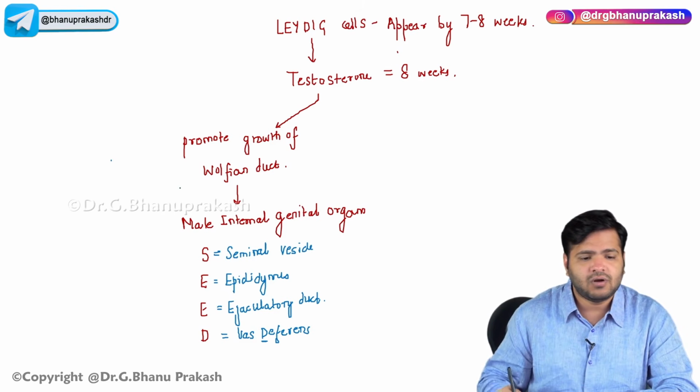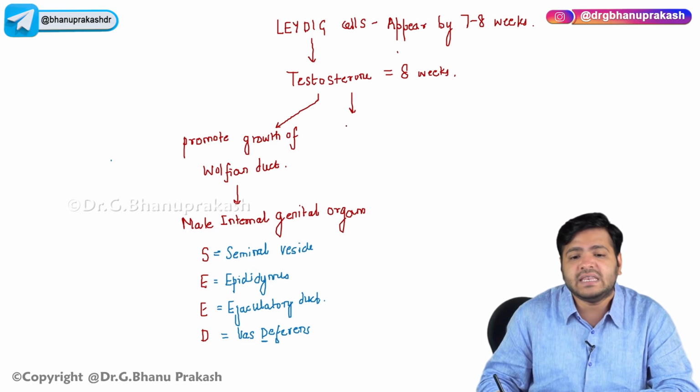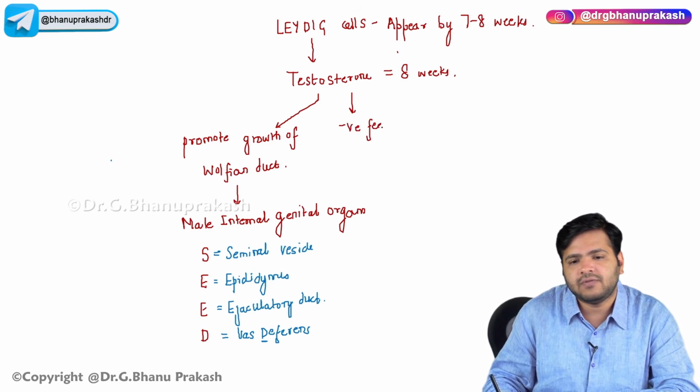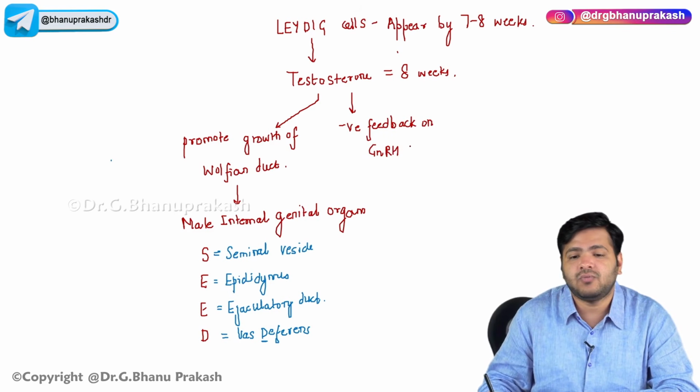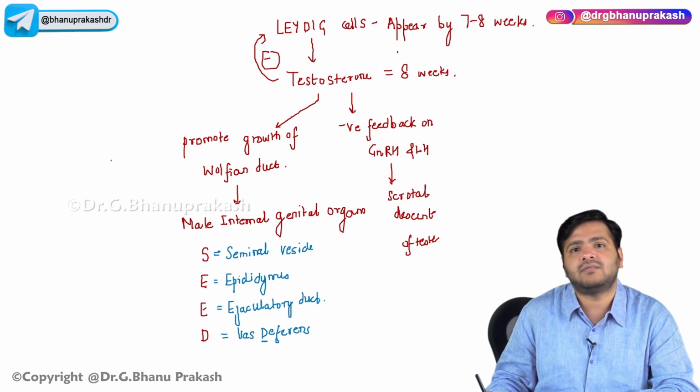Apart from that, what will happen? This testosterone will have a negative feedback on GnRH, that is the gonadotropin releasing hormone, and on LH also, right? And what this will do is, in turn, help in the scrotal descent of the testis. So that is one of the uses.